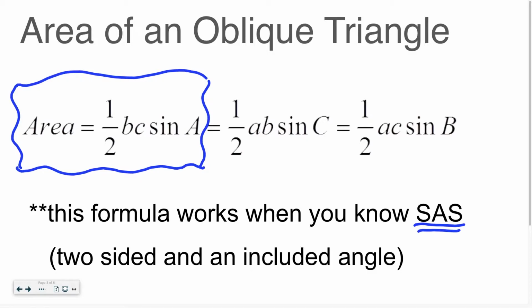So whether it be BC and angle A, AB and angle C, AC and angle B, I don't want you to get hung up on which letters are which, but we are multiplying the two sides and then the angle in between is where we plug that into the sine. Okay, so 1/2 side times side times the sine of the angle in between.